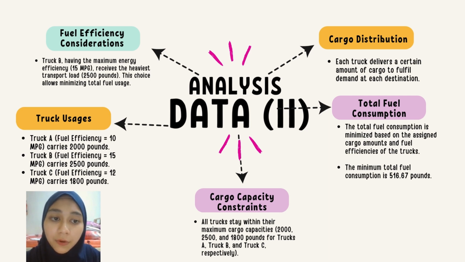The total fuel consumption is minimized based on the assigned cargo amount and fuel efficiency of the trucks. The minimum total fuel consumption, as we got earlier, is 516.67 pounds. For cargo capacity, all trucks stay within their maximum cargo capacities: 2,000, 2,500 and 1,800 pounds for truck A, truck B and truck C.